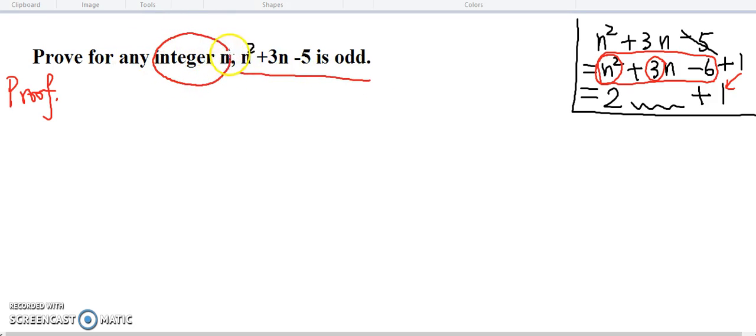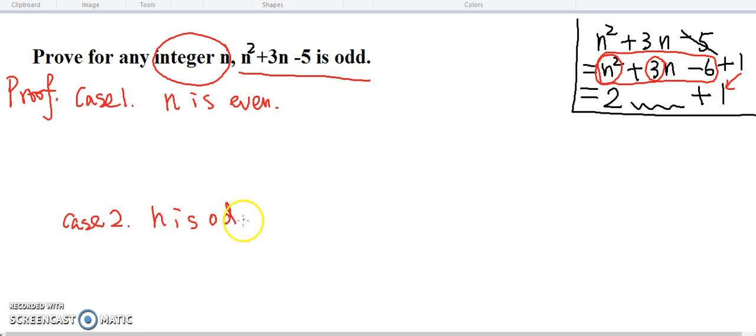We want to prove this is odd for any integer n. And this integer n right here could be an even integer, it could be an odd integer. So I'm going to do 2 cases. Case 1, n is even. And later we have to also prove n squared plus 3n minus 5 is odd if n is odd. So if n is even, then we let n be 2k, where k is an integer.